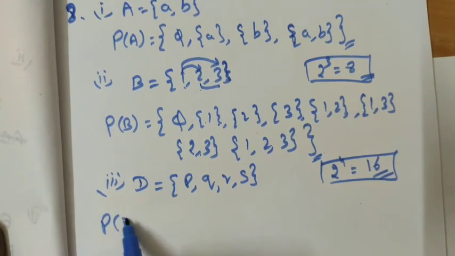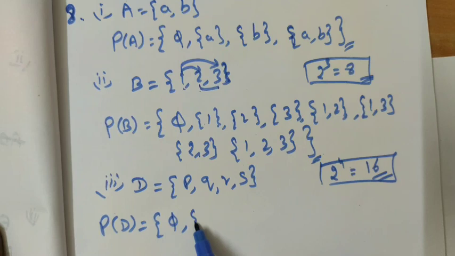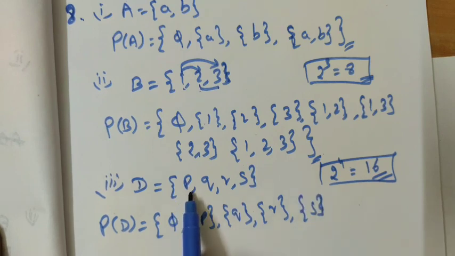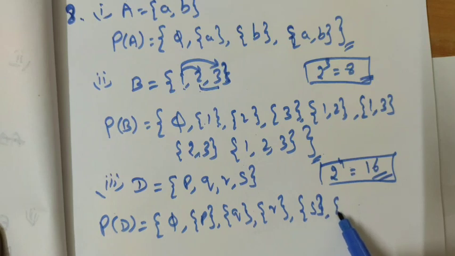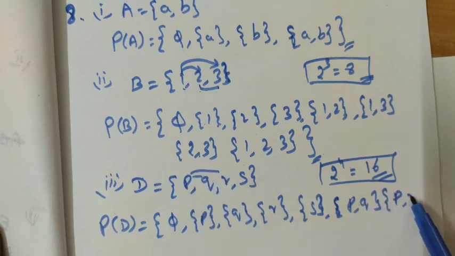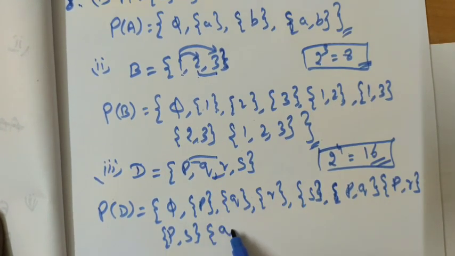So P of D is equal to, first I write pi, second I write P, writing individually all the elements, and then I choose P comma Q, first set and then second set. P comma Q is over. Now P comma R, that is also over. Then P comma S, and then choose the second, Q comma R, and Q comma S.